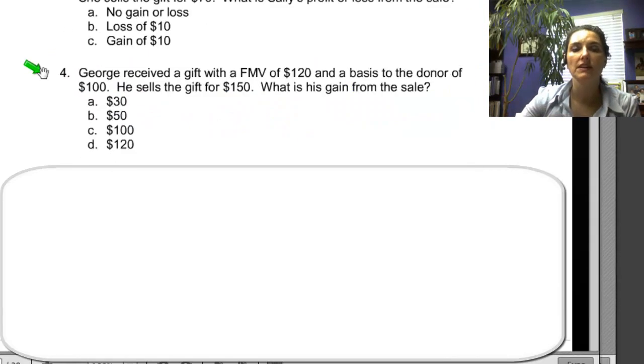Number 4, George received a gift with a fair market value of $120 and a basis to the donor of $100. He sells the gift for $150. What is his gain from the sale?